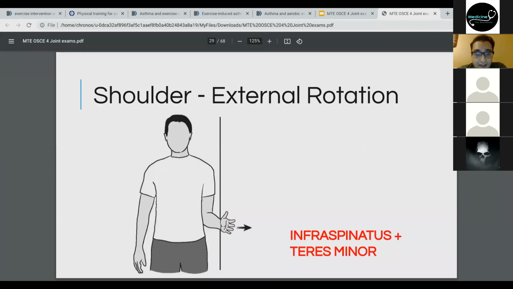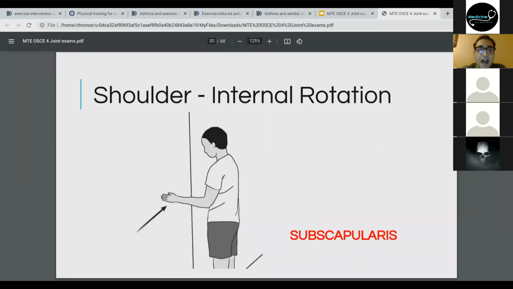Okay, and then you've got external rotation. So you get the patient to tuck their elbow in against their ribs and rotate their hand out while you resist the movement. And that is testing infraspinatus and teres minor. And then you've got basically the reverse with them rotating their arm inwards, which tests subscapularis.